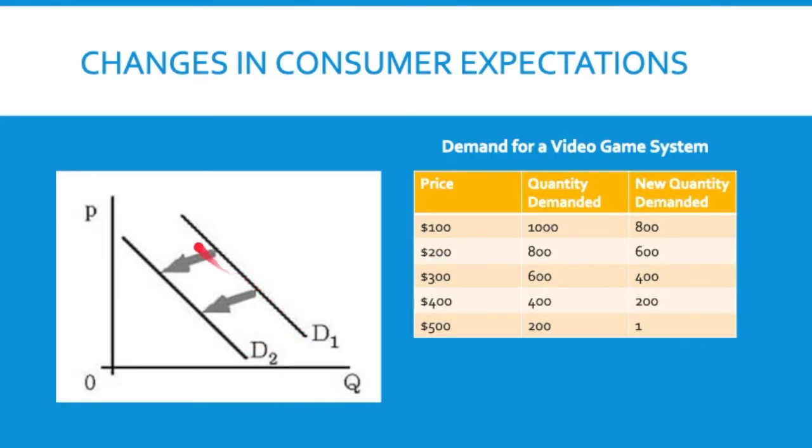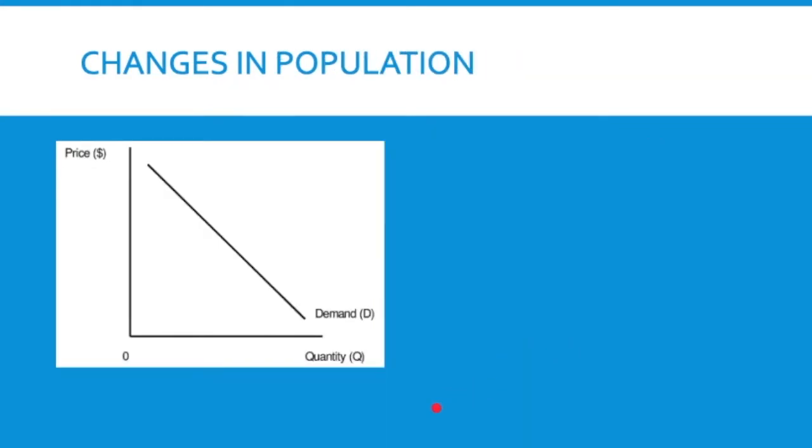So you see the original demand line here. At all these different prices, demand is shifted to the left. It's gone down.